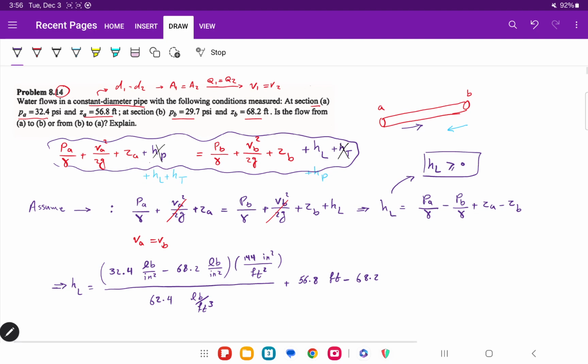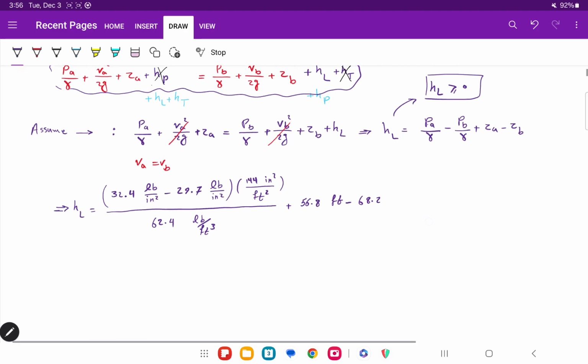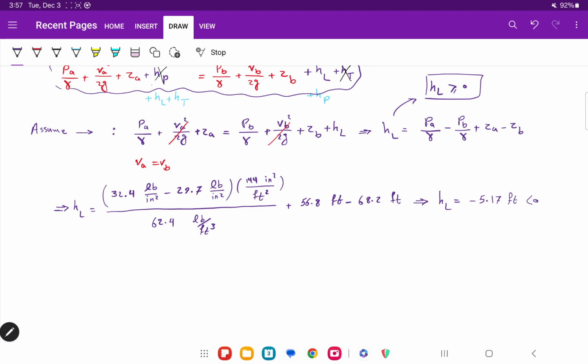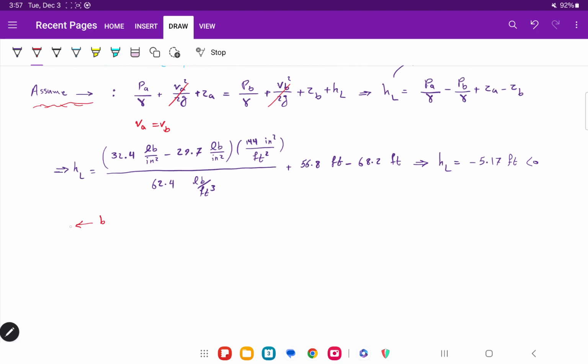Oh, sorry. The pressure is 29.7 feet. And if you calculate it, you will find that HL equals minus 5.17 feet, which is a negative value and it's impossible. So the assumption we made at the beginning was wrong. So the flow direction is from right to left, from B to A.